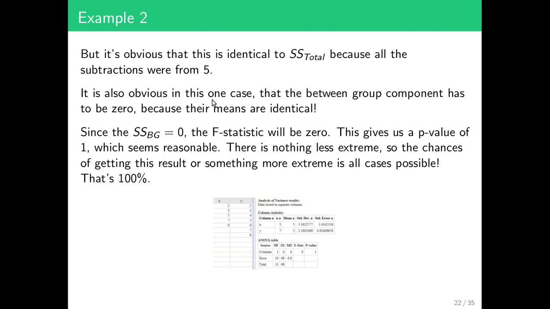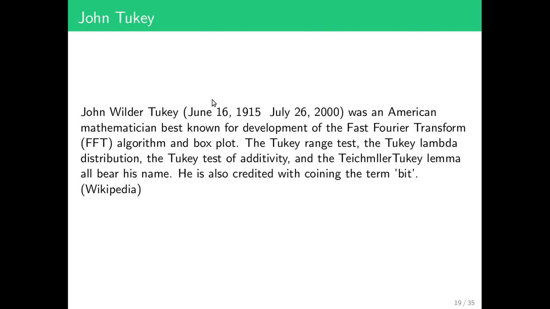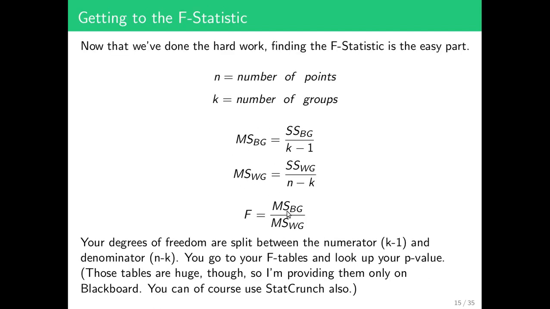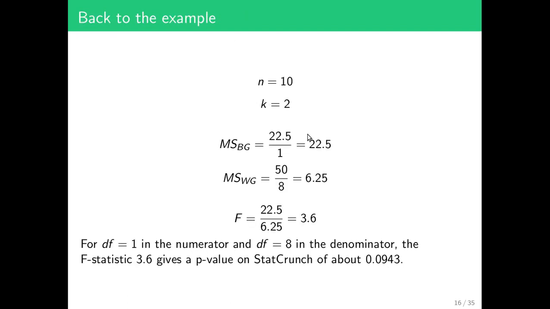And that's going to go on the numerator, because you remember in this formula, this is what we're looking at. The numerator of this formula is the between groups mean square, but it doesn't matter. The k minus 1 is not 0, but SSBG is 0, so the whole F statistic is going to be 0.